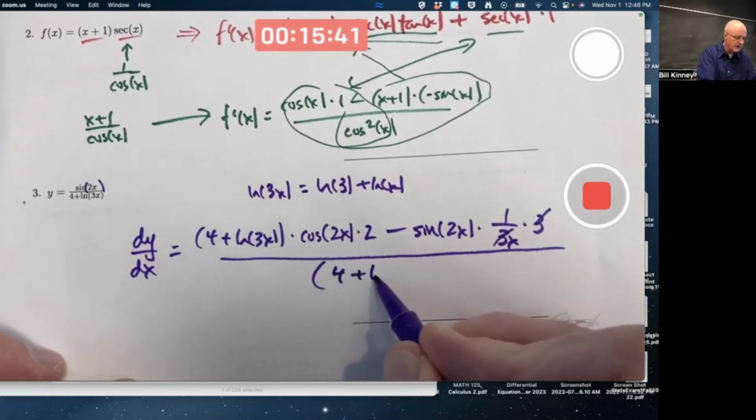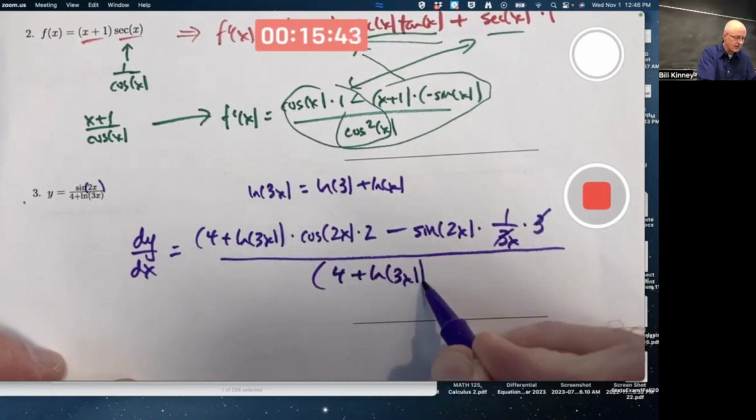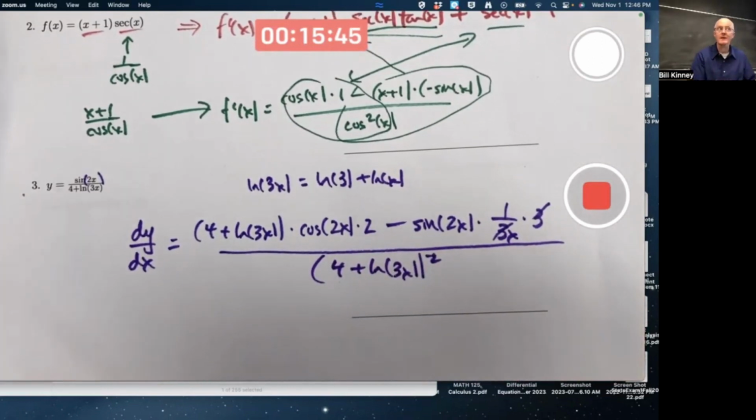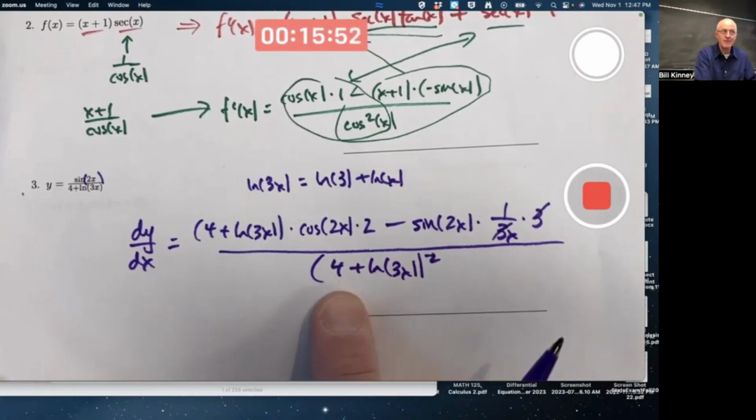Over the bottom squared. So take this entire thing and square it, use parentheses there. You're squaring the whole thing. If you were going to expand this out, you'd have to FOIL it. The answer, if you expanded this out, would not be 16 plus this thing squared. There'd also be a plus 8 ln of 3x from the outside and inside terms of FOIL.